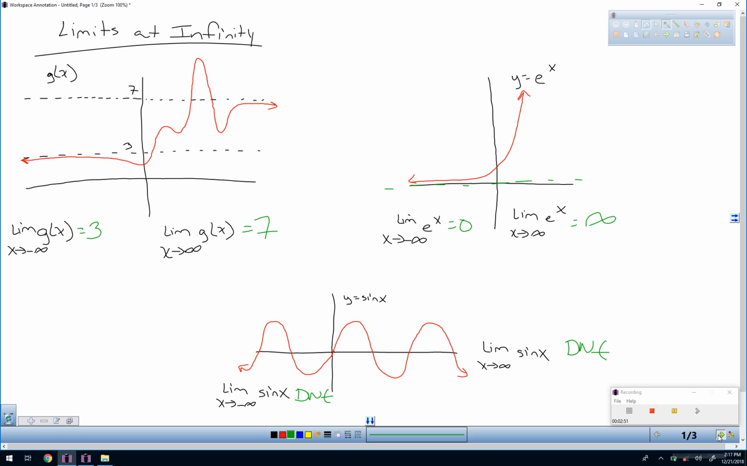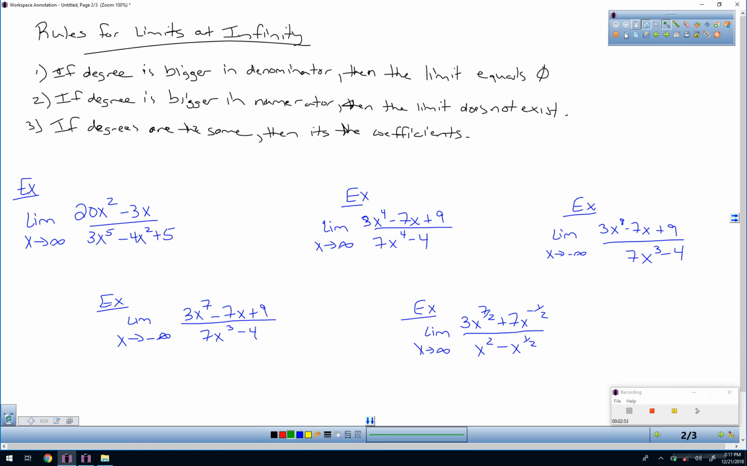Now, for our conversation, we're going to be looking at 3 rules for limits that go to infinity. The first is you look at the degree. If the degree is bigger in the denominator, then the limit equals 0. If the degree is bigger in the numerator, then the limit does not exist. If the degrees are equal, it's the coefficients.